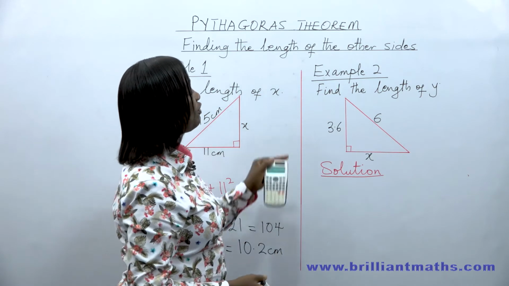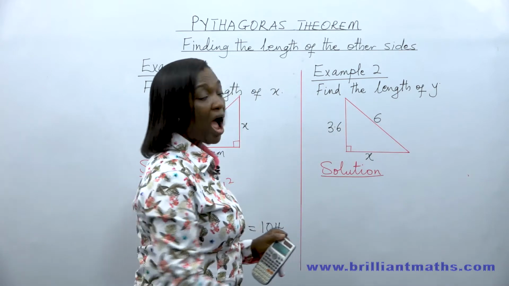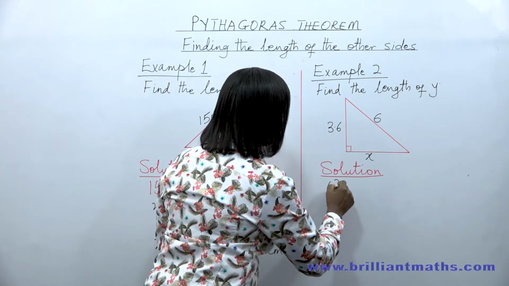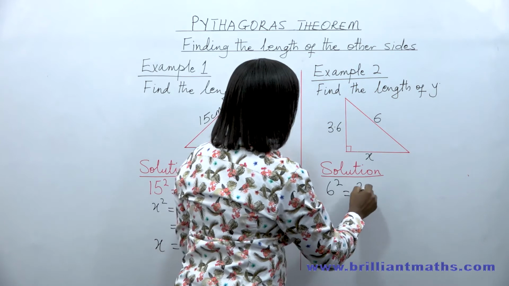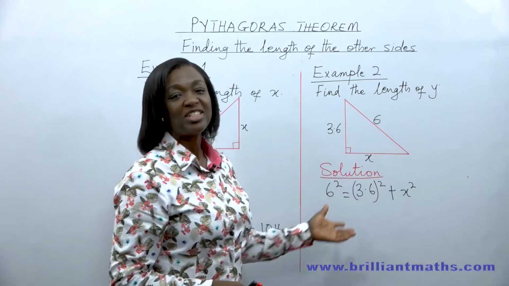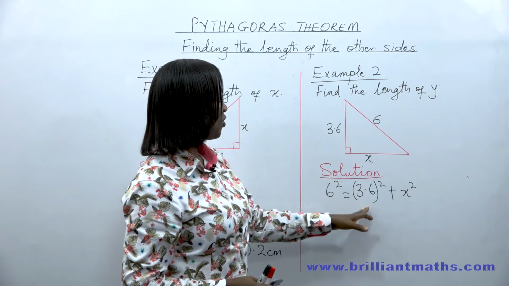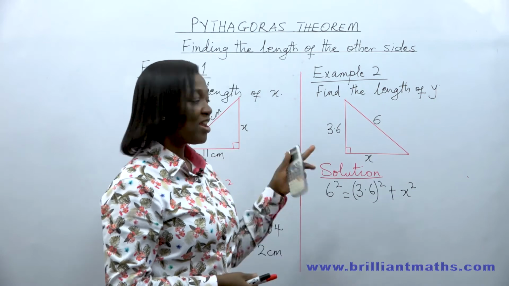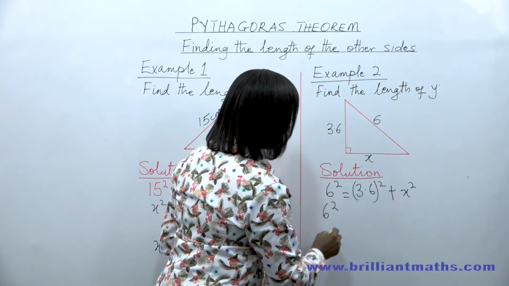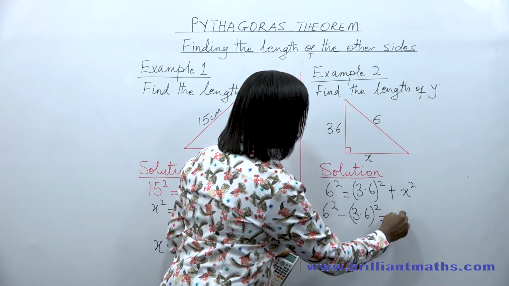In the second example, we're to find the length of y. We have also been given the length of the hypotenuse and one of the sides. So 6 squared is equal to 3.6 squared plus x squared. So using the Pythagoras theorem, 6 squared is equal to 3.6 squared plus x squared. And we're finding the value of x. So 6 squared minus 3.6 squared is equal to x squared.